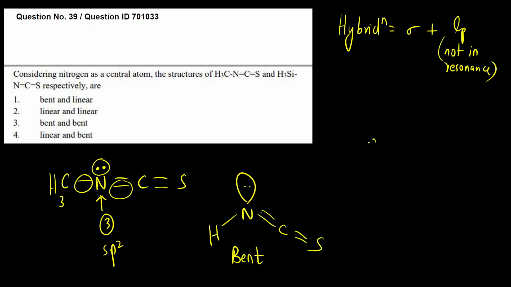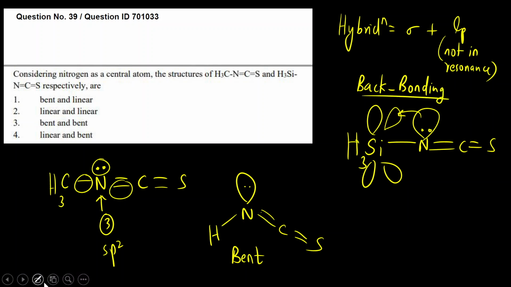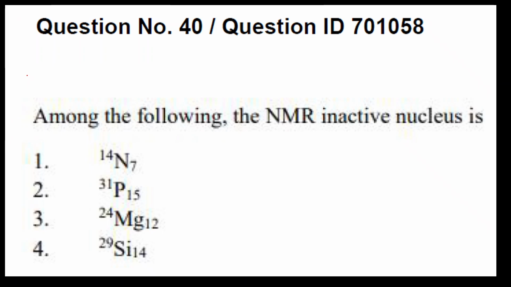But when we consider silicon instead of carbon, silicon has an empty d orbital. So what will happen is this lone pair will be in resonance, and this is called back bonding. While finding the hybridization, we will not count this lone pair. We will have only two sigma bonds, so hybridization is sp. We know sp geometry is linear. So the answer is bent and linear. Option 1.